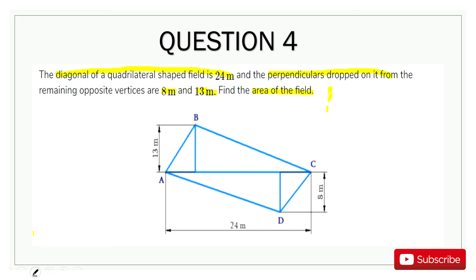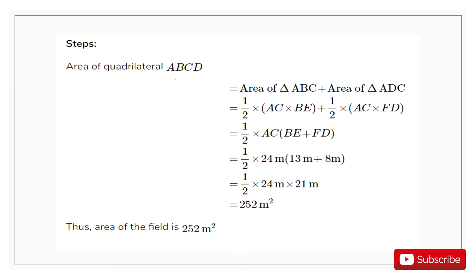So this figure was already given to you in the question, right? So let us see how we can solve it. If I talk about these, this is a right angle and this is also a right angle, right? We know the base. Now I use the formula for the area of a quadrilateral, this is the new formula.